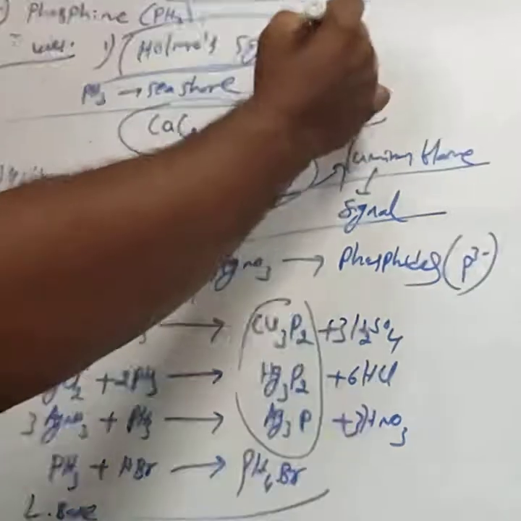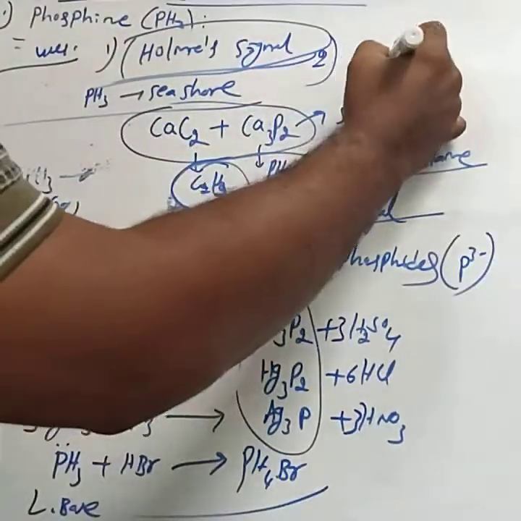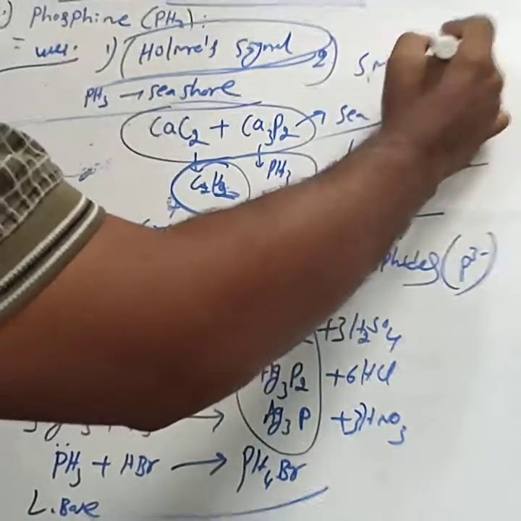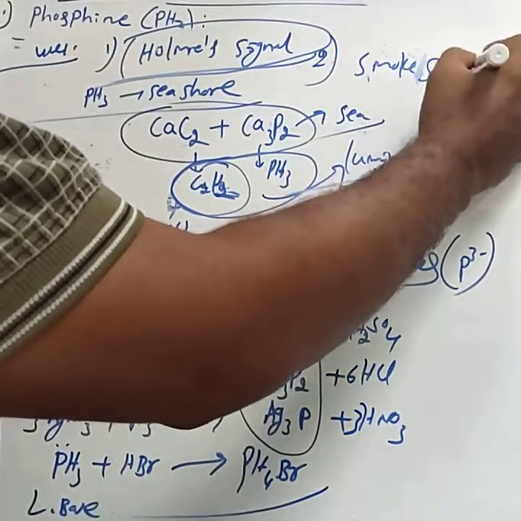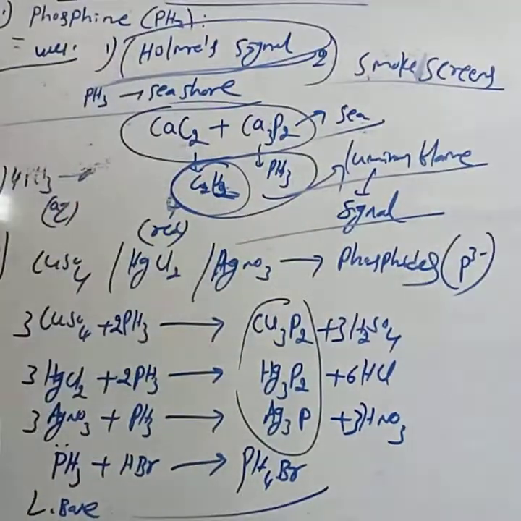And the second use is smoke screens. PH3 phosphine is also used in smoke screens. This is about the uses of phosphine. In the next class we will study PCl3 and PCl5.